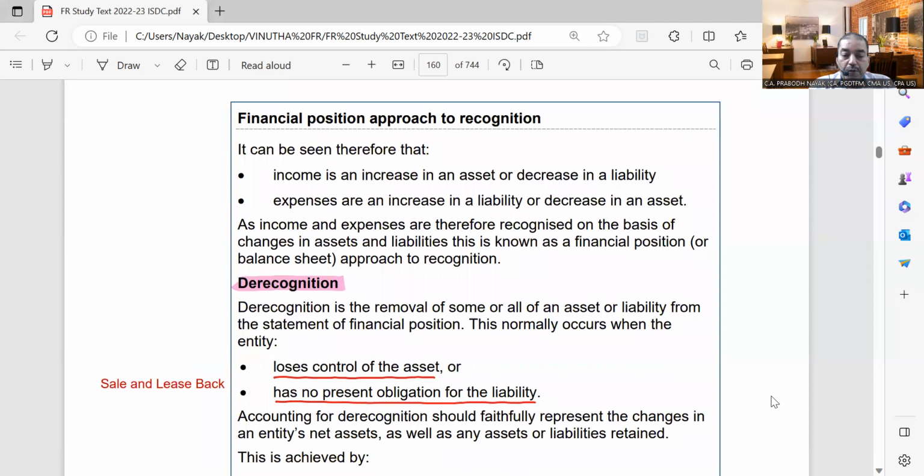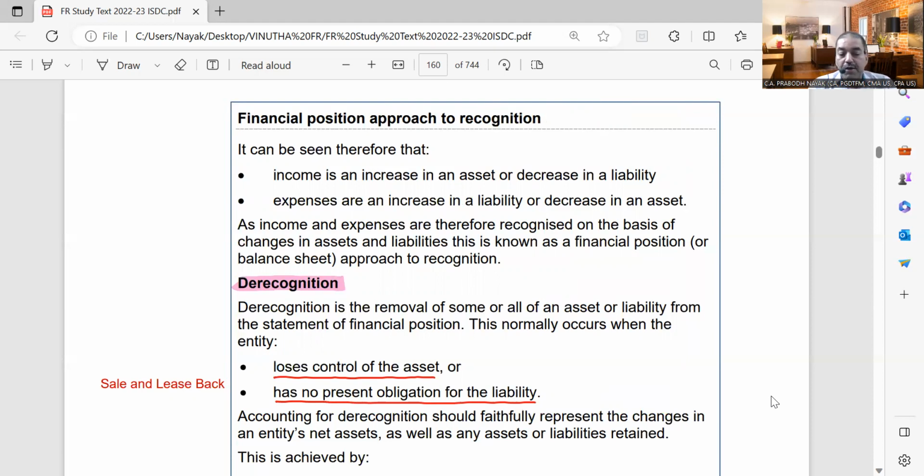Financial position approach to recognition. It can be seen therefore that income is an increase in an asset or decrease in a liability. Expenses are an increase in a liability or a decrease in an asset. As income and expenses are therefore recognized on the basis of changes in assets and liabilities, this is known as a financial position approach to recognition.